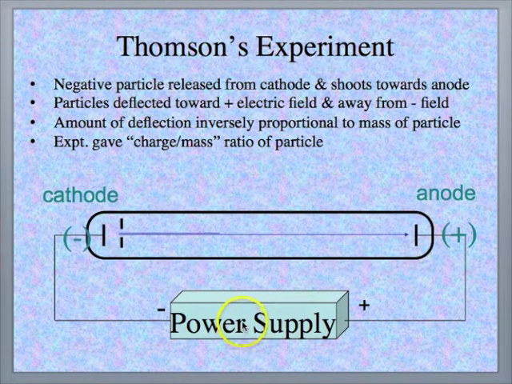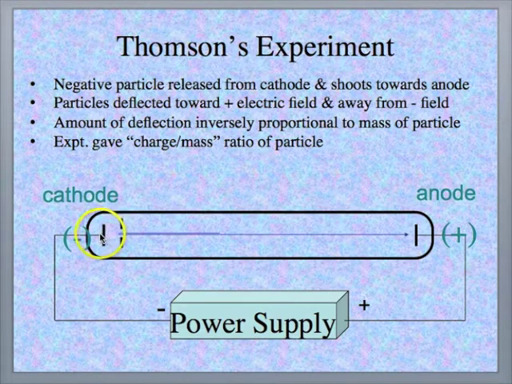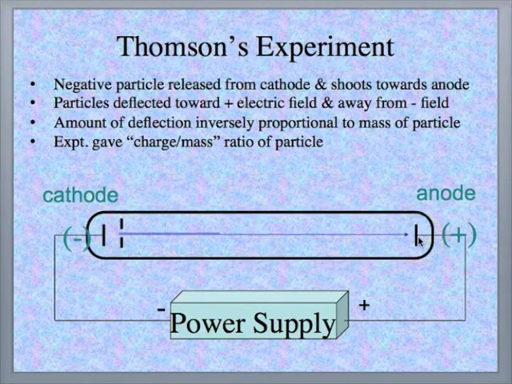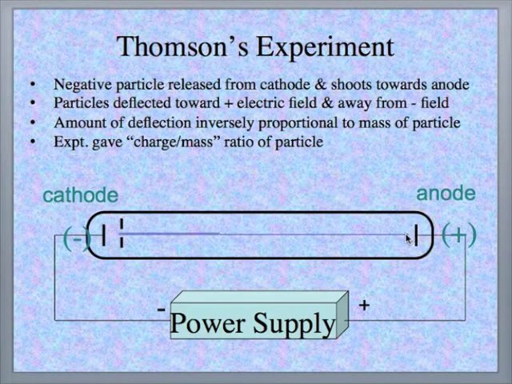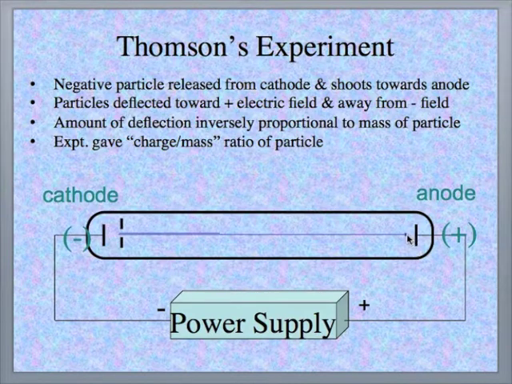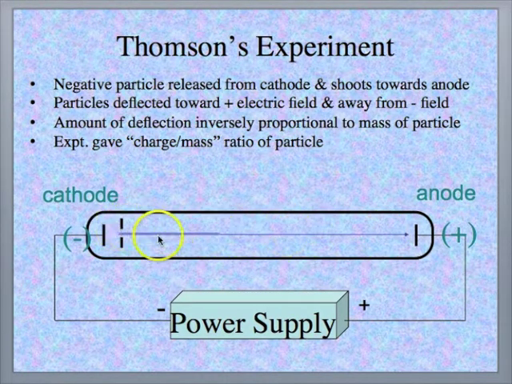When he turned on the power supply, particles seemed to be generated from the cathode and went and smashed into the anode, because he would see flashes of light on the anode. What he did next was to try and figure out the nature of this ray that was being shot from the cathode to the anode.